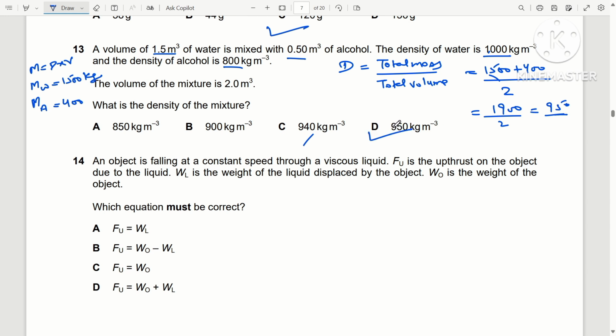14th question. An object is falling at a constant speed through a viscous fluid or liquid. Fu is the upthrust on the object due to the liquid, Wl is the weight of the liquid displaced by the object, and W naught is the weight of the object. Which is the correct equation? We know that upthrust is equal to the weight of the liquid displaced by the object. So option A is the correct one, because upthrust is equal to the weight of the liquid displaced. So option A is correct.